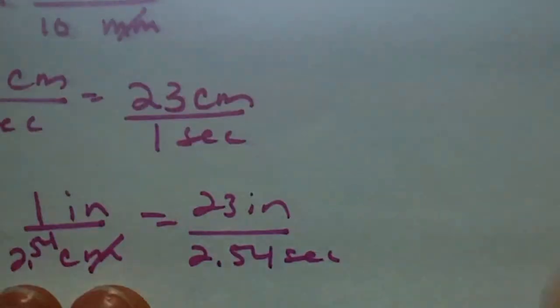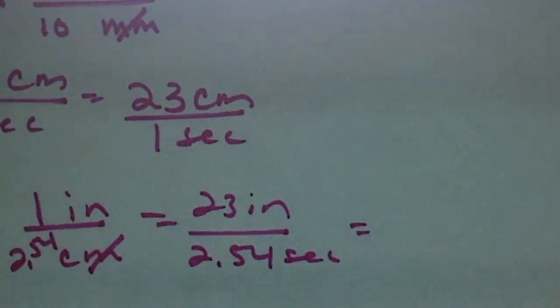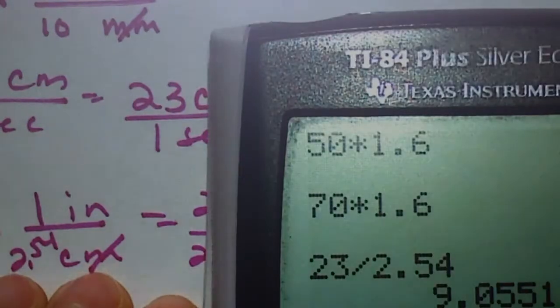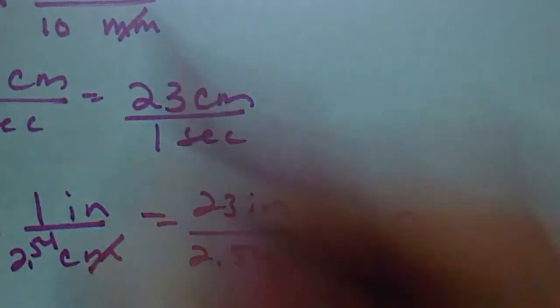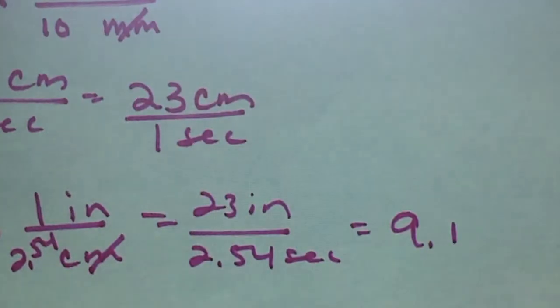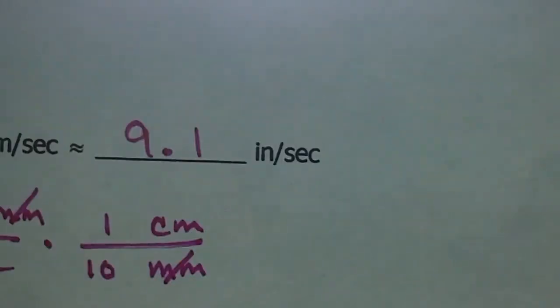I want per 1. So to change that into the unit rate, we take our 23 divided by 2.54, and we end up getting, I'll show you, we get this. I'm going to round it to the tenths place, which would just be 9.1. So 230 millimeters per second is the same as 9.1 inches per second.